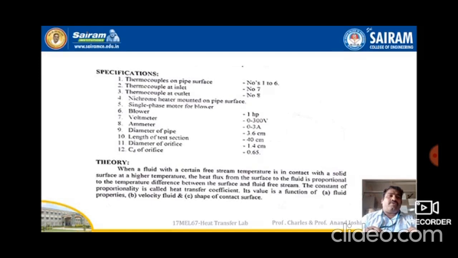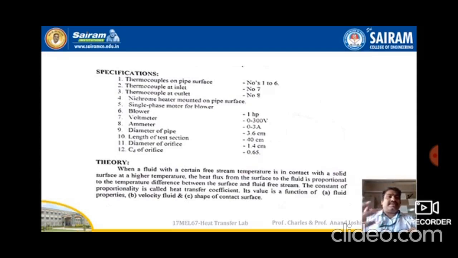HP is used for the blower, with a voltmeter ranging from 0 to 300 volts and an ammeter from 0 to 3 amps. The diameter of the pipe is 3.6 centimeters, the length of the test section is 40 centimeters, the diameter of the orifice is 1.4 centimeters, and the coefficient of discharge Cd of the orifice is 0.65. These are all specified by the designer of the equipment.